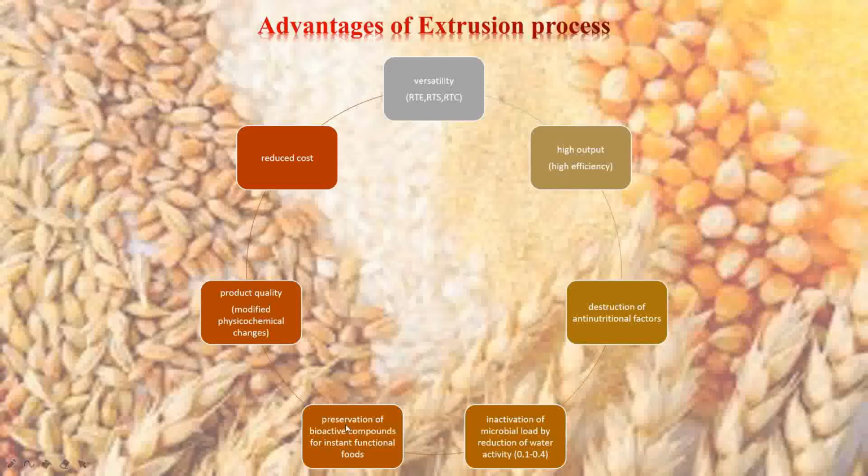And the preservation of the bioactive compounds for the instant functional foods is present. And after that, the product quality, modified physicochemical changes are present, and reduced cost of operation is given. So the reduced cost is nothing but, in case of the twin screw extruders, the efficiency is higher. We can have bulk output. There is no need of recycling the product, unlike the single screw extruder.